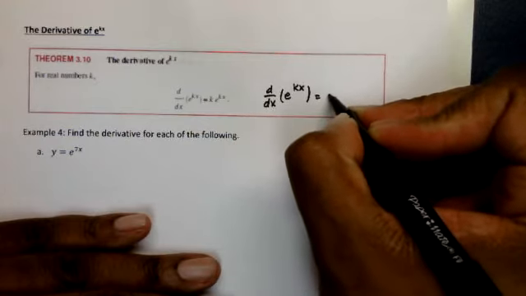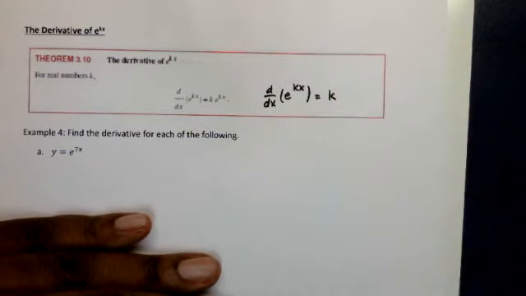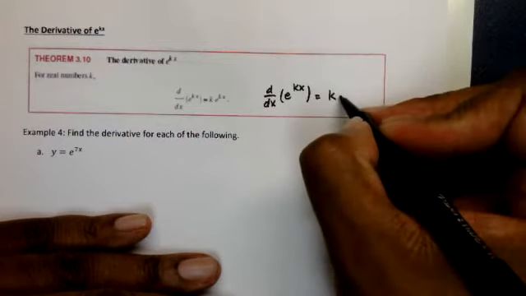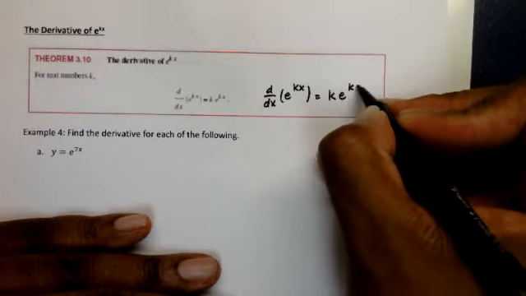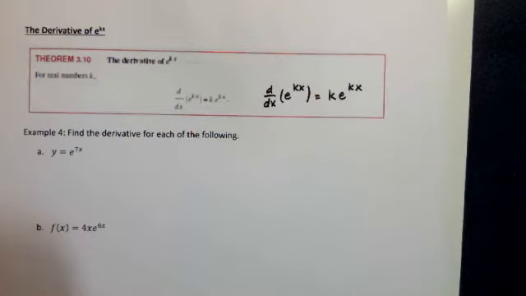that's going to be this. The constant that's in front of the x, you write that down, and then we take the derivative of e to the kx, which is e to the kx, since the derivative of e to the x is simply e to the x.